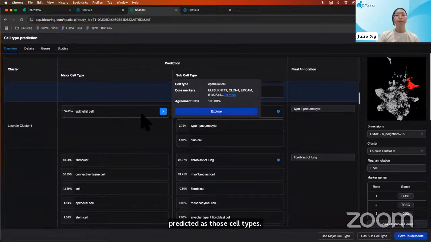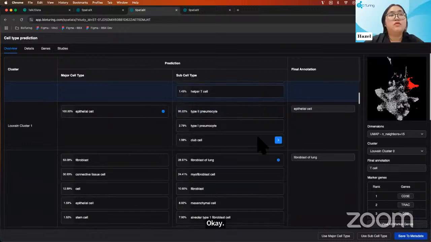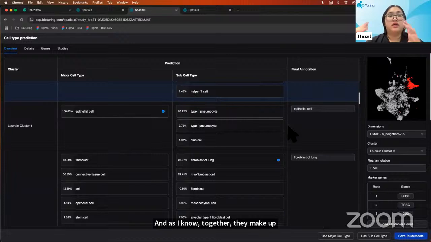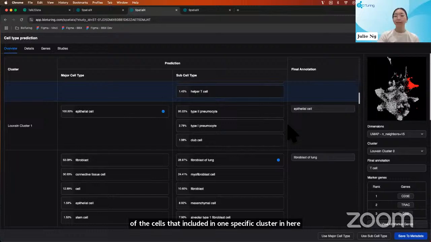Okay, yeah. So in here we got the epithelial cell, and in the subcell type, we actually can see the type 1 and type 2 pneumocyte, and as I know, together they make up the large proportion of cells in the alveolar. So we can actually quite know the composition of the cells included in one specific cluster in here. Yeah, that's good.